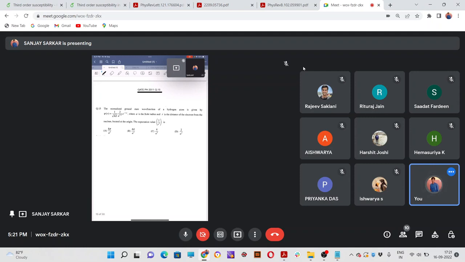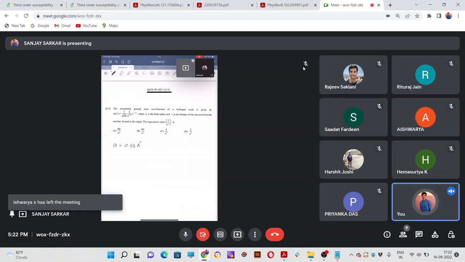So the first question is from 2011's GATE physics question number 15. The normalized ground state wave function of a hydrogen atom is given by psi(r) equal to 1 by root 4 pi times (2 by a)^(3/2) e to the power minus r by a, where a is the Bohr radius, and its value is 0.53 angstrom, and r is the distance of the electron from the nucleus located at the origin. The expectation value of 1 by r square is, we need to calculate the expectation value of 1 by r square.